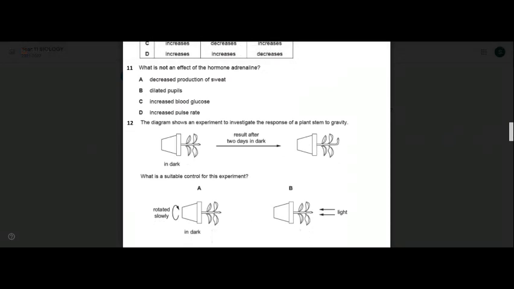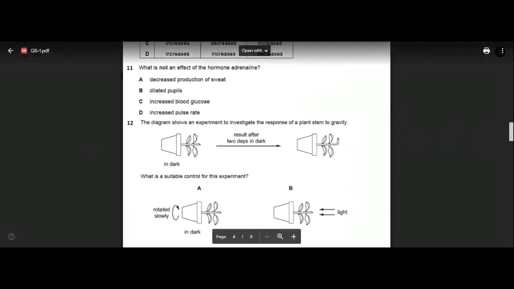Increased blood glucose, yes, we just learned about it. Increased pulse rate, your heartbeat faster, yes, this is also correct. So B, C and D are the jobs of adrenaline. That's what it actually does. So what is left is A. A is not actually correct about adrenaline. That's what adrenaline doesn't do. It actually increases the production of sweat. It doesn't decrease it. So A is the answer. What is not an effect? Be careful. That's why they make the word not bold. So the answer is A.